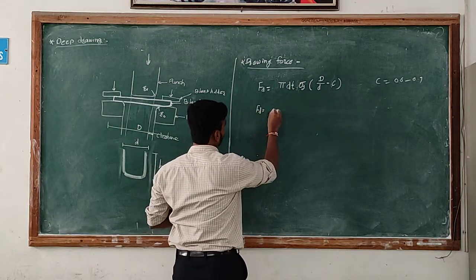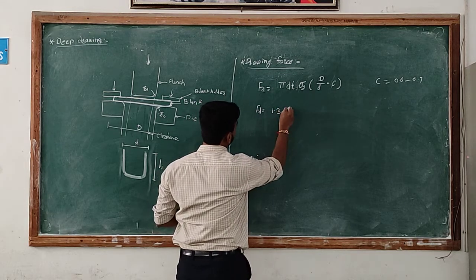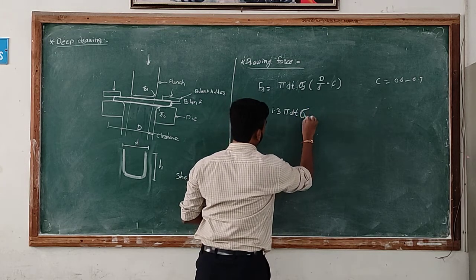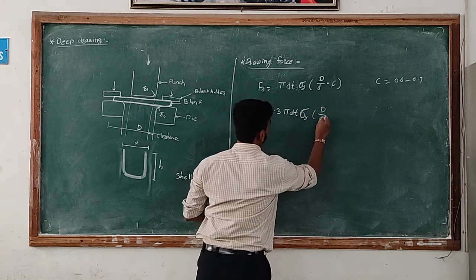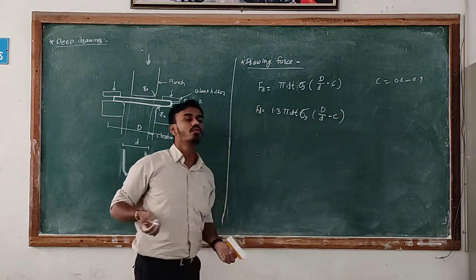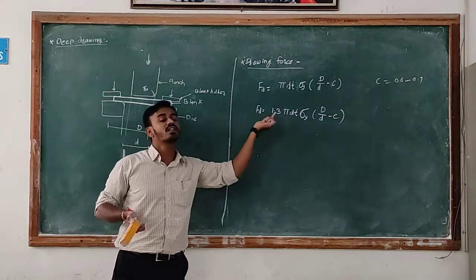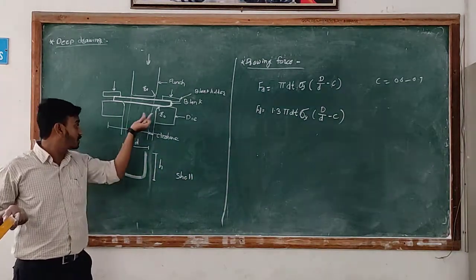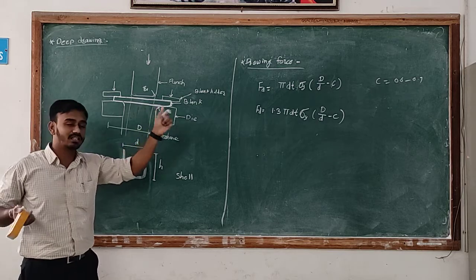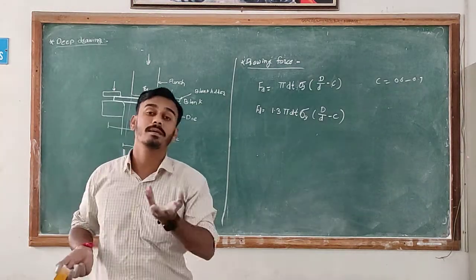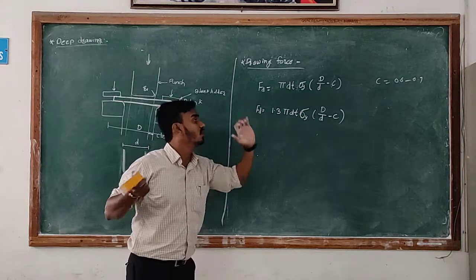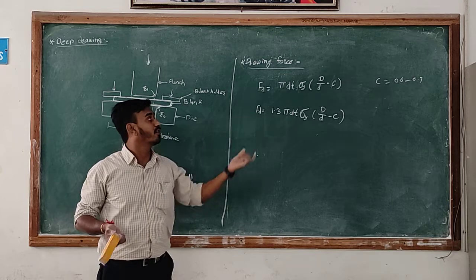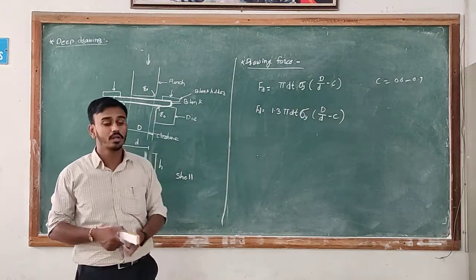So if we consider all these things, the formula changes and becomes F_D = 1.3 pi d t into sigma_y into (capital D divided by small d minus C). Here 30% accounts for the friction and bending; considering all of these, we take it as 30% of the total force. So this is the formula to calculate the drawing force in the deep drawing process.